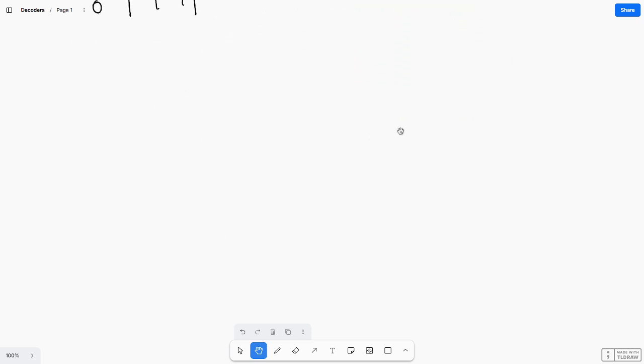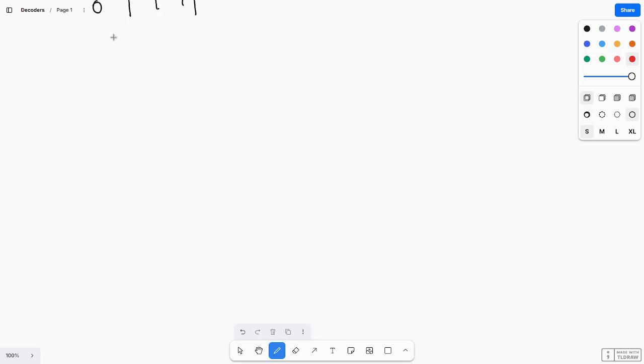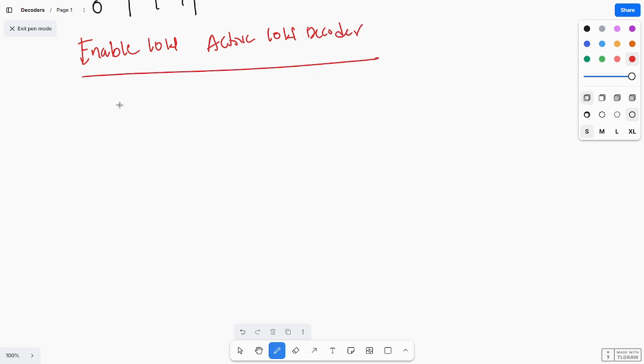So the last decoder is the enable low, active low decoder. The diagram you can draw. Enable low active low decoder means, when enable equal to 0, then only the decoder will be active.